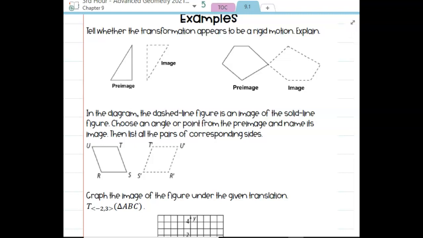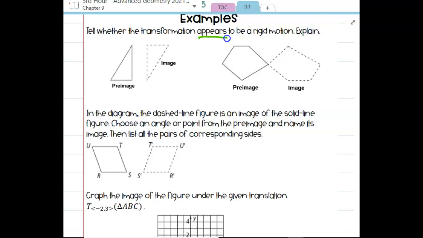One of the things you're going to be doing is deciding whether the figure appears to be a rigid motion. Keyword here: appears. We're not going to get out a ruler. We're not going to get out a protractor. We're just going to look and say, yeah, it looks like it appears to be rigid motion. So remember the two things: if it is rigid motion, it has to preserve angle measures and distance between the vertices.